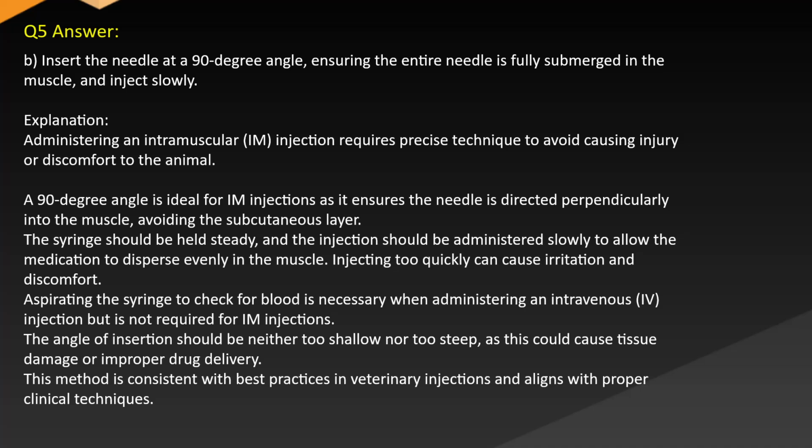Injections should be administered slowly to allow the medication to disperse evenly in the muscle. Injecting too quickly can cause irritation and discomfort. Aspirating the syringe to check for blood is necessary when administering an intravenous (IV) injection, but is not required for IM injections. The angle of insertion should be neither too shallow nor too steep, as this could cause tissue damage or improper drug delivery. This method is consistent with best practices in veterinary injections and aligns with proper clinical techniques.